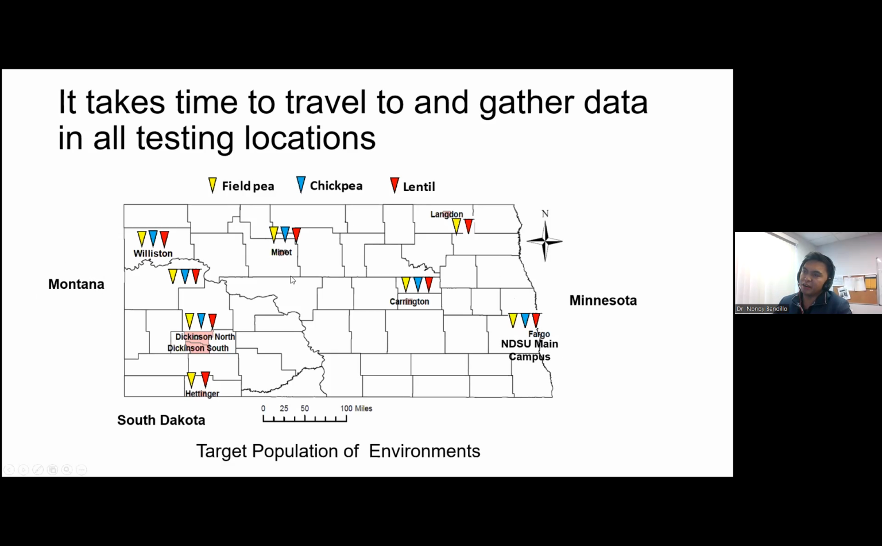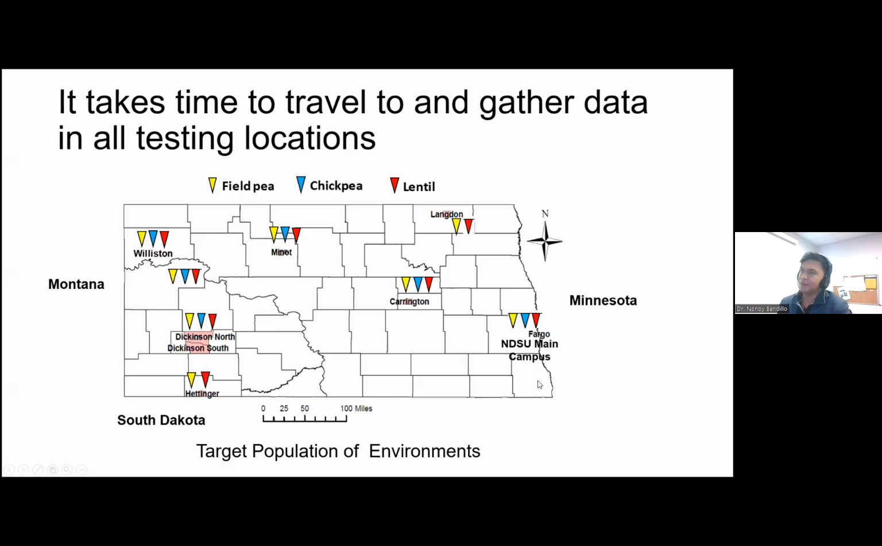Okay, and the main campus is located here on the east side. Traveling from here to Williston takes 7 hours, and that's 7 hours without a restroom. If you take a restroom break, that's going to take about 8 or 9 hours, so your whole day is already gone. When you get to the place, the plants are at a different developmental stage, and you need to get back so that you can capture the right developmental stage of the plants, right? And Williston is just one testing location, and we have 8 of them.